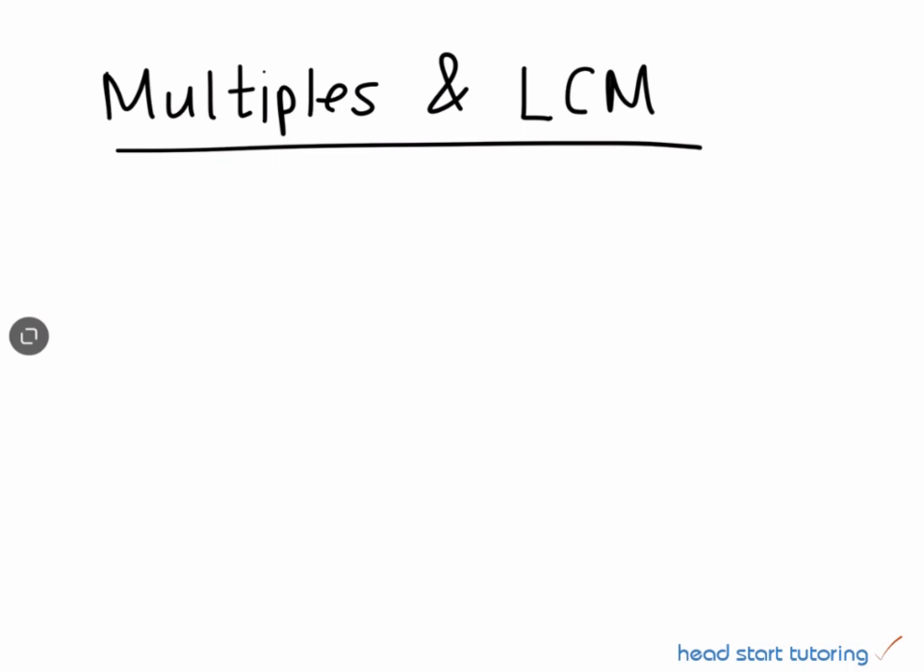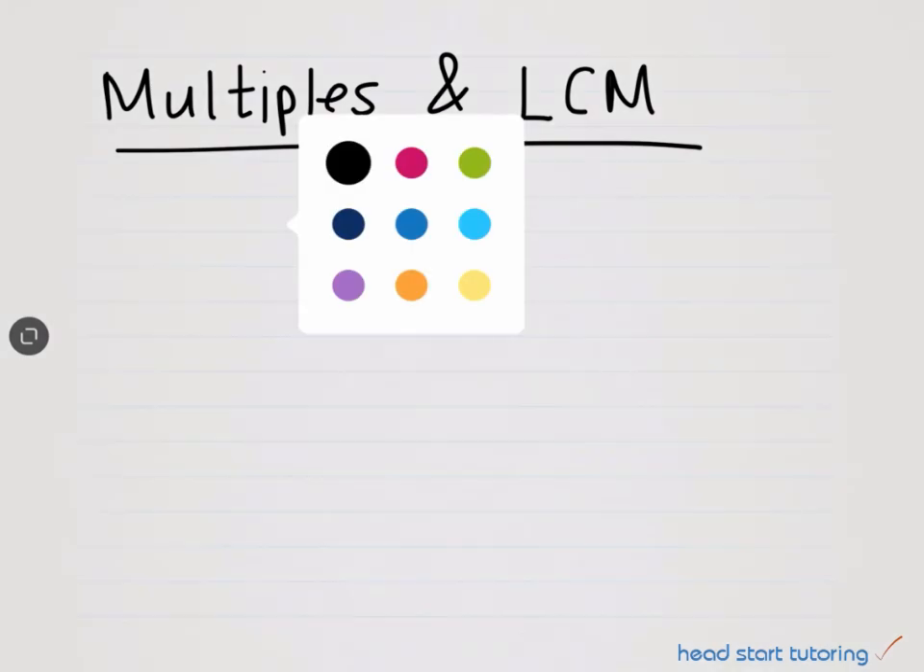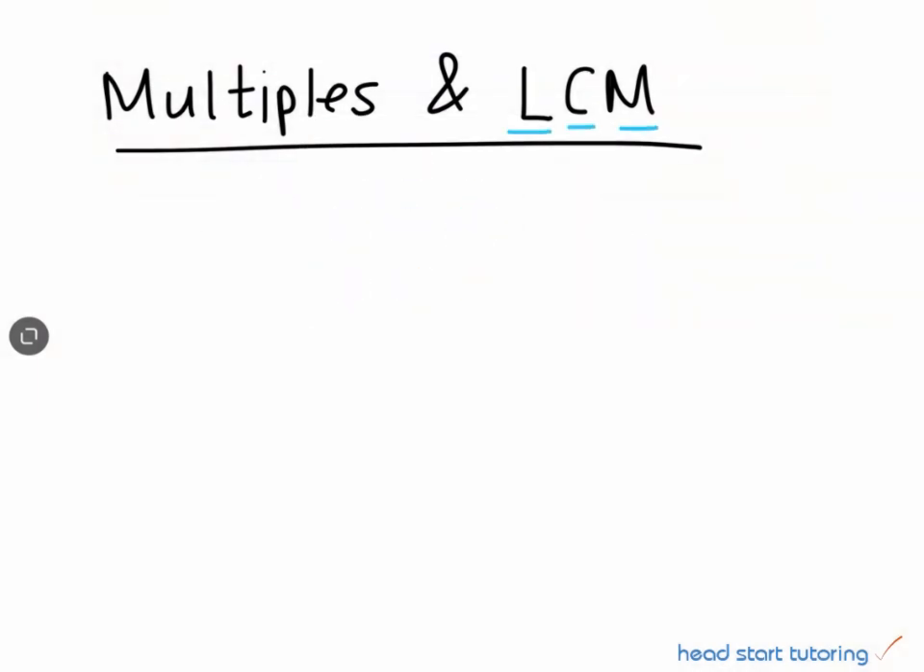We are going to have a look at multiples and lowest common multiples. LCM stands for lowest common multiple. Let's have a look. If we wanted to list the multiples of 8, that is basically just the 8 timetable. So it's all the numbers that 8 goes into perfectly. 8 will be a factor of all the multiples of 8.